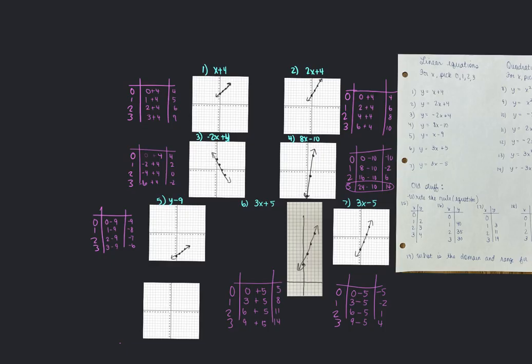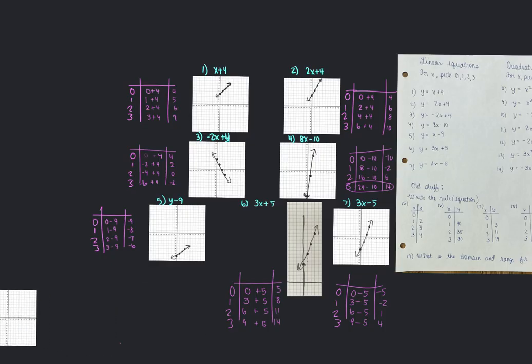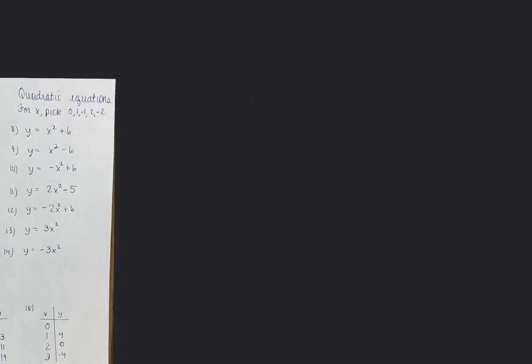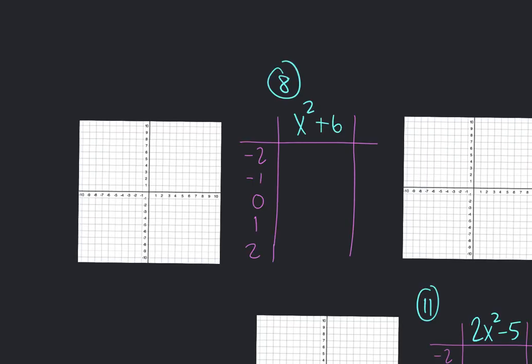All right, so those are your answers for questions 1 through 7. And this is just extra. We don't need that one. Okay, let's do our quadratic. Tiny 2 makes a U. All right, here we go.